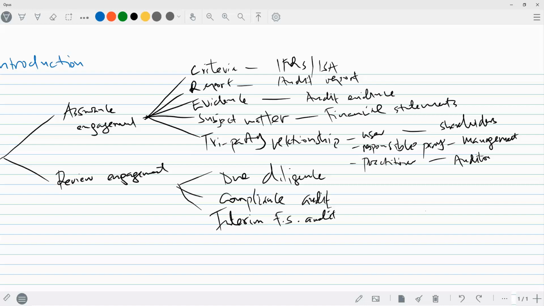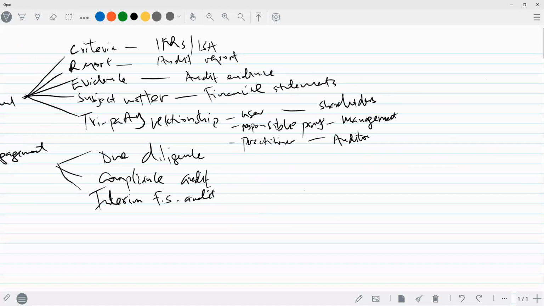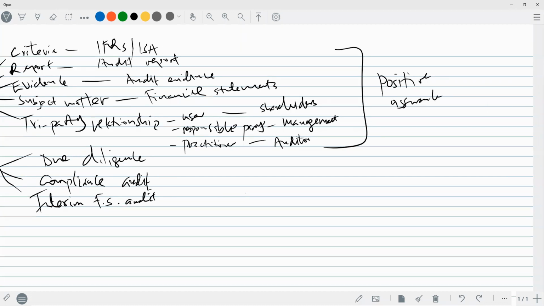What we refer to as positive assurance engagement. So in this context, we have what is called the positive assurance, because assurance is also referred to as the reasonable assurance. Positive or reasonable assurance.